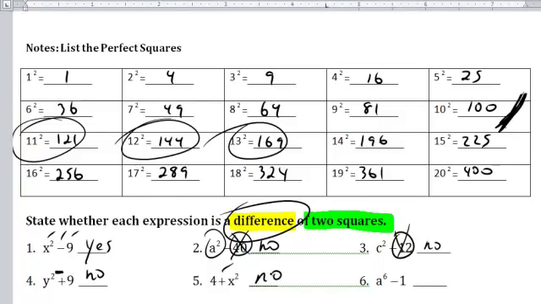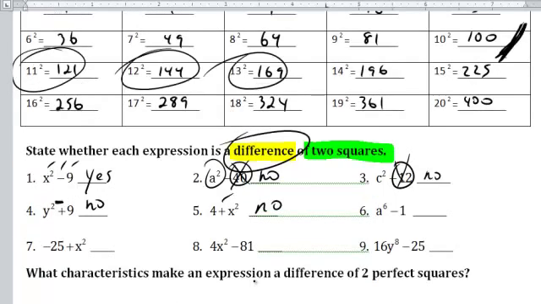8 to the 6th minus 1. Here's the deal. If I take the square root of 8 to the 6th, I get 8 to the 3rd. Basically, if this is an even number, math fans, that's a perfect square. So we're going to say yes, it is a difference of two squares.